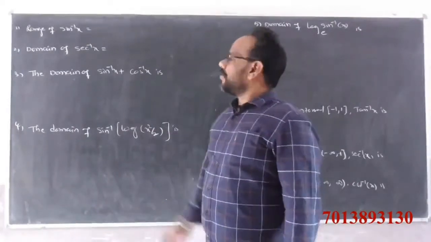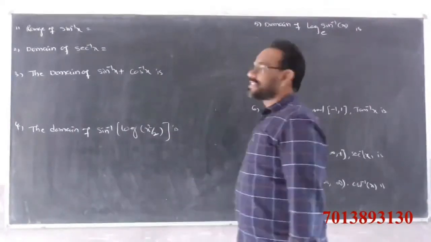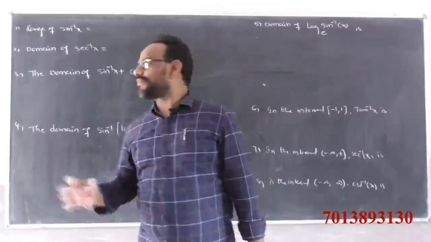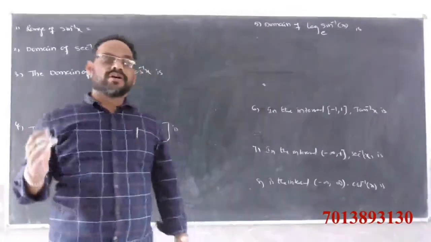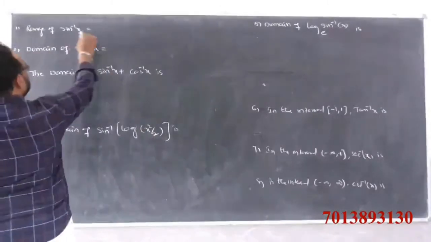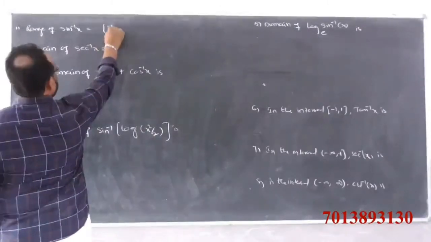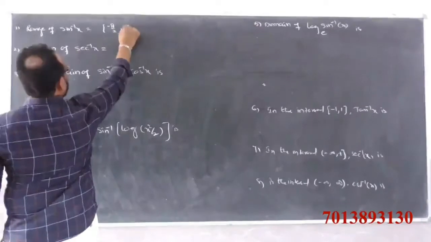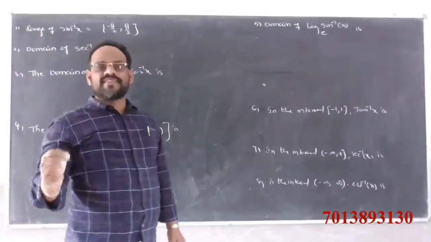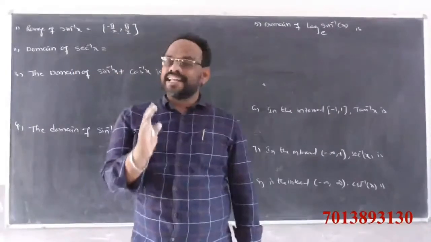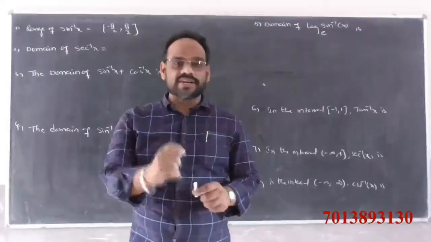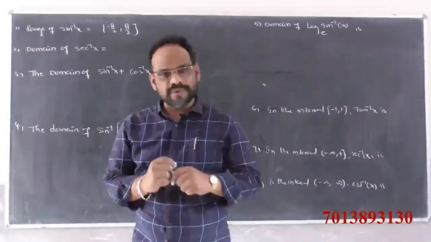First one. What is the range of sine inverse x? Already we know that the domain of sine inverse x is the closed interval -1 to +1. We want the range of sine inverse x. Clearly, the range of sine inverse x is the closed interval -π/2 comma π/2. The domain of sine inverse x is clearly the closed interval -1 comma +1.